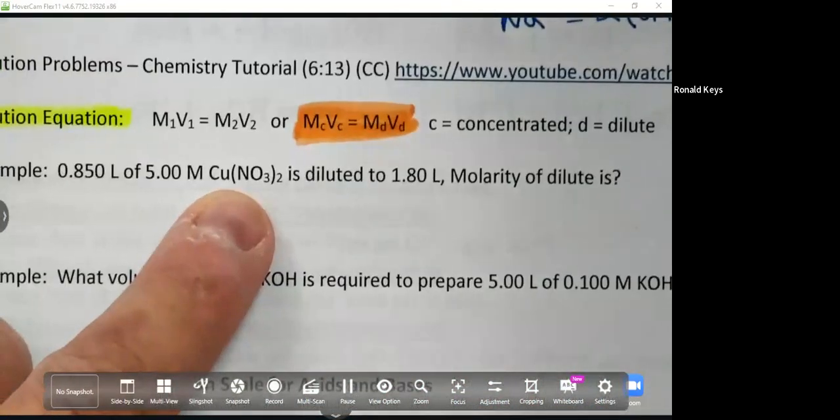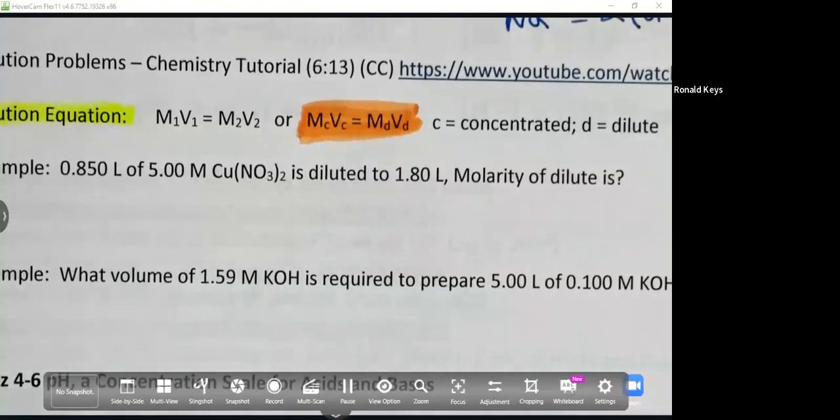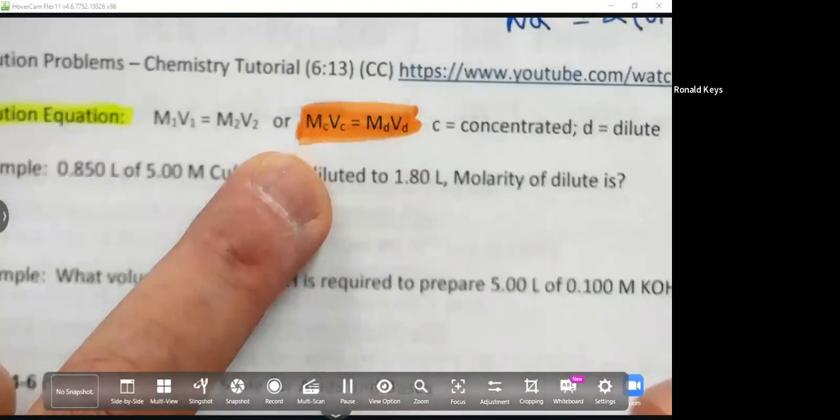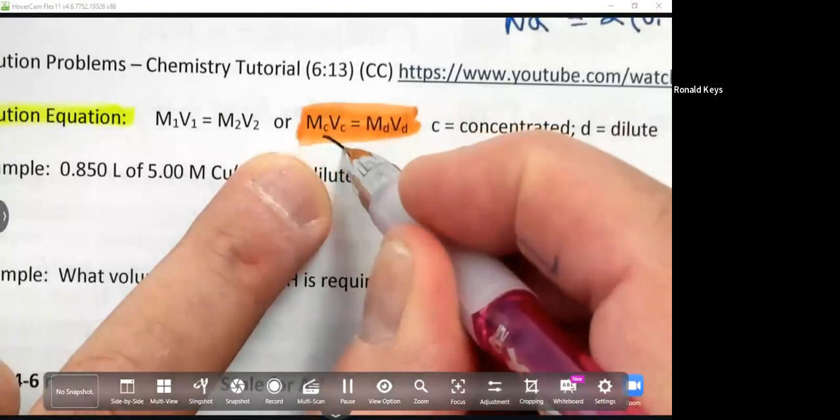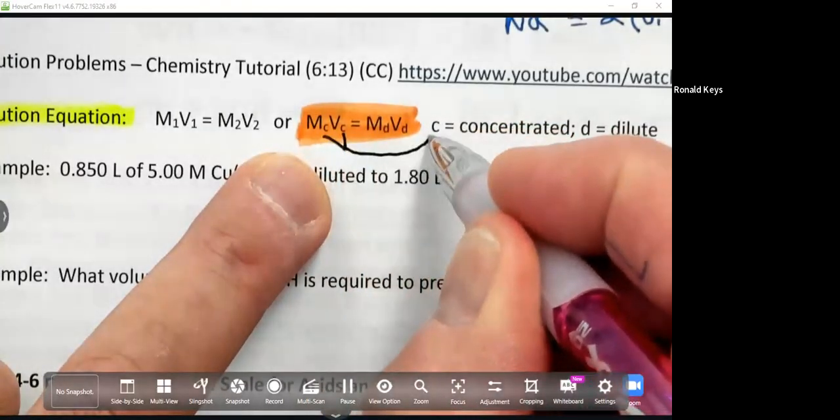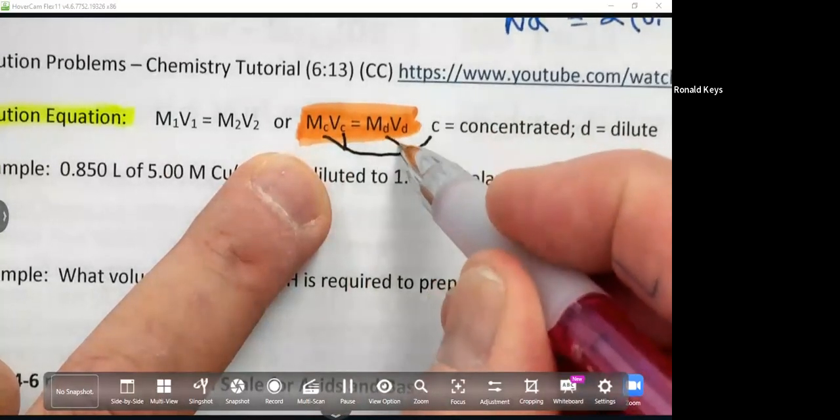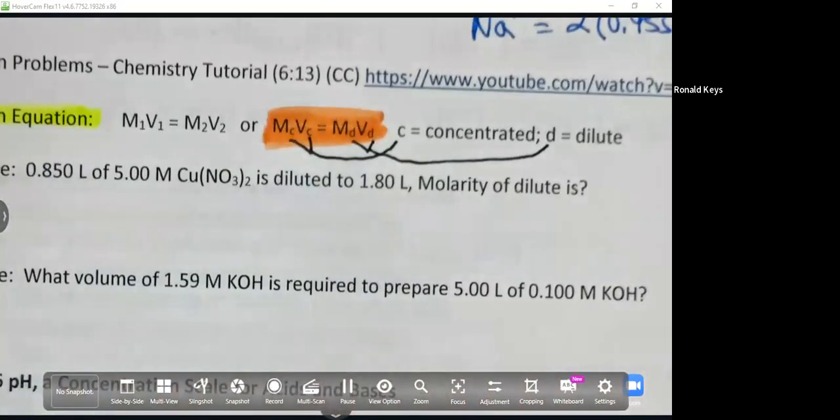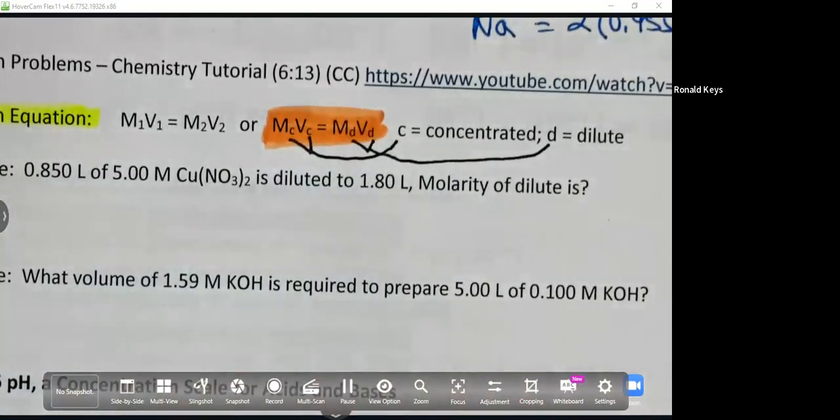This is really pretty much simple, just the way it looks. It's molarity of the concentrated times the volume of the concentrated equals molarity of the dilute times the volume of the dilute. Just got to identify which one.